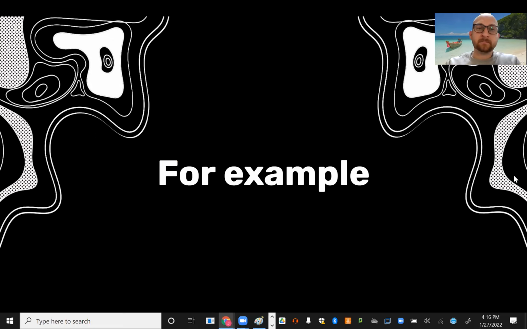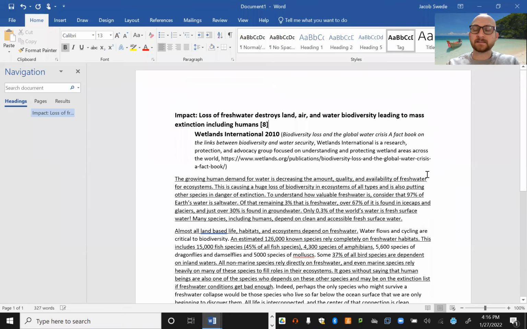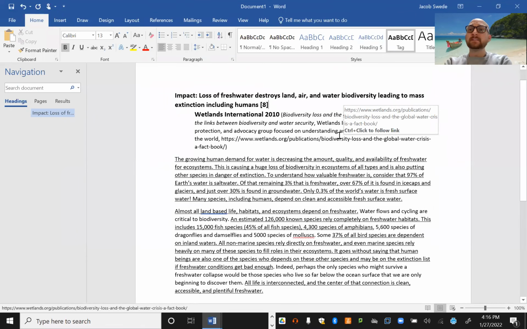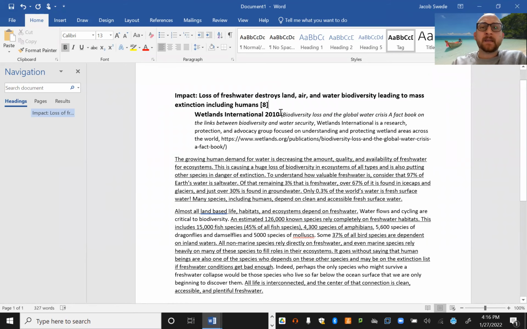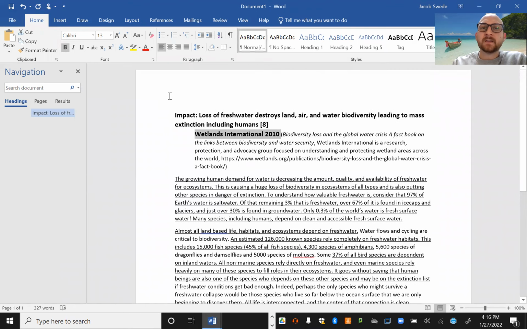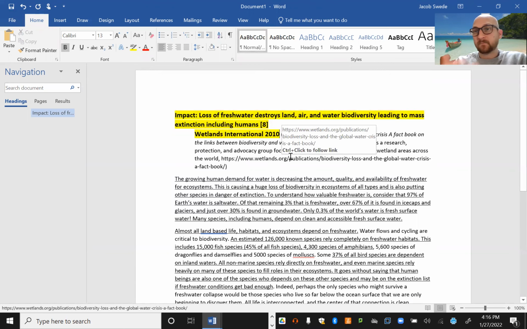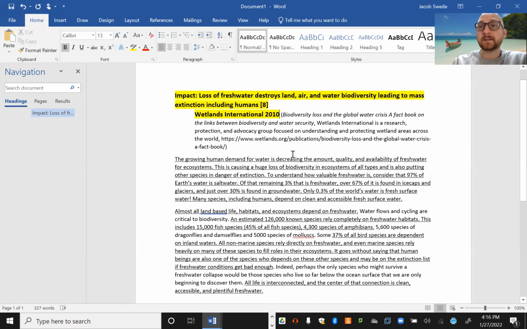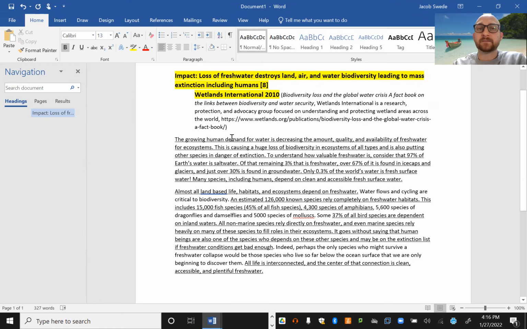So let's do a little example of what it would look like to highlight some evidence. You have this evidence in your actual evidence packet. This is card number 8 on the affirmative. It's an impact card for the environment advantage. And the claim it makes is that loss of fresh water destroys land, air, and water biodiversity, leading to mass extinctions, including humans, from Wetlands International 2010. So you don't need to highlight this if you don't want to. If you like to highlight it just so you can see it better, like see it more easily on the page, go ahead and do that. That's fine, because you're always going to read that part of it, right?